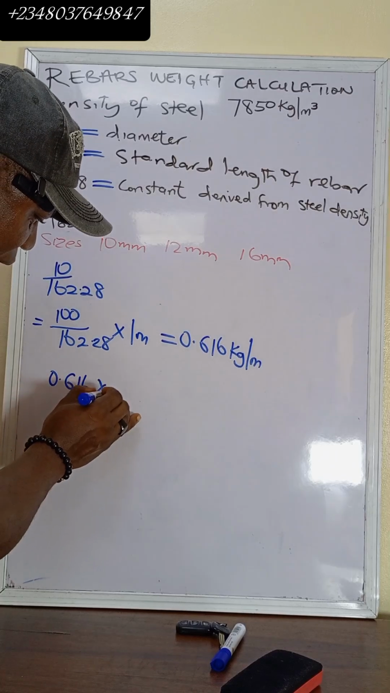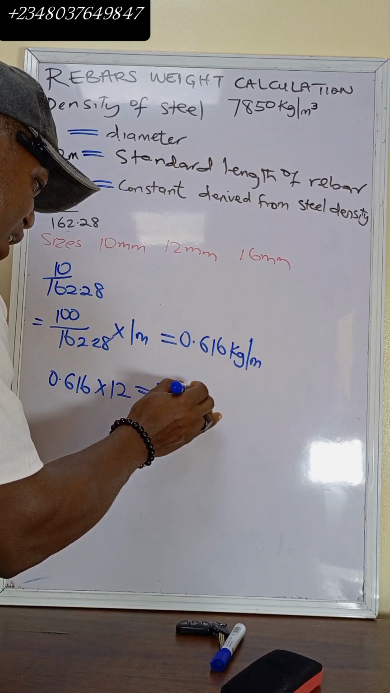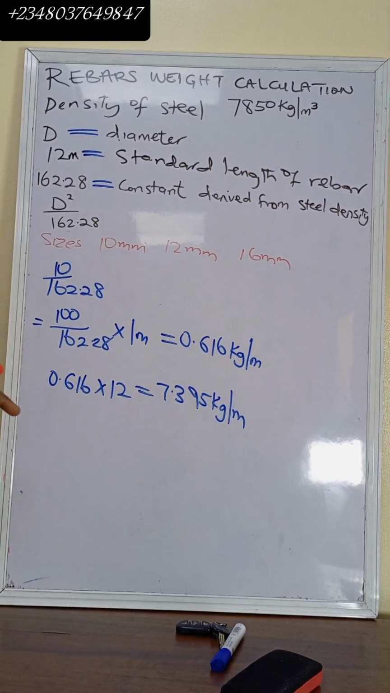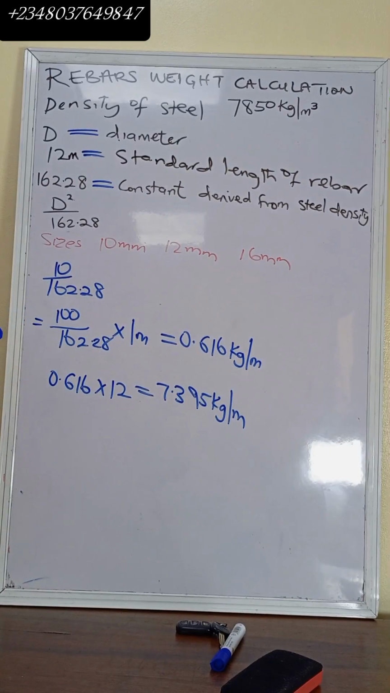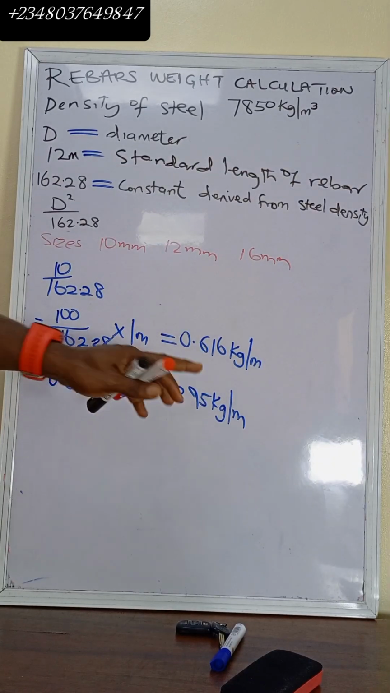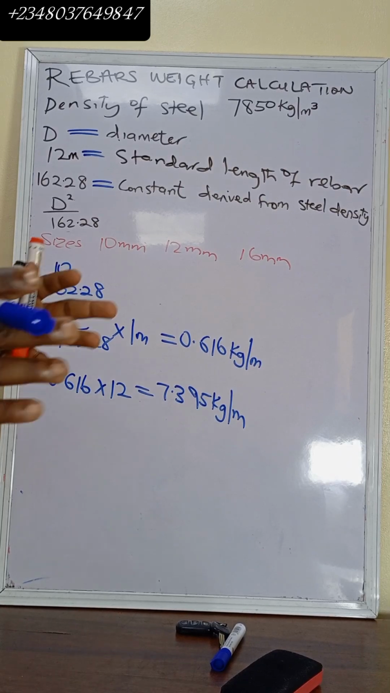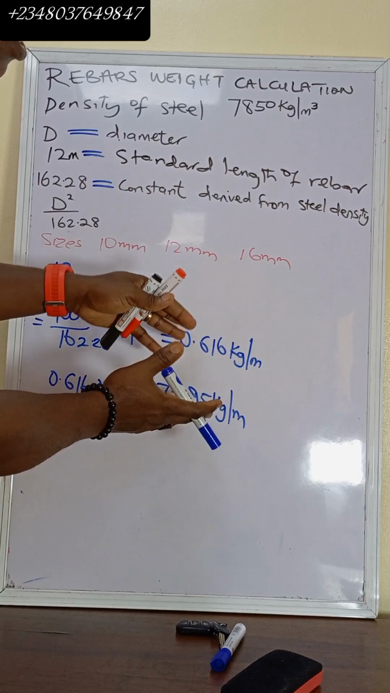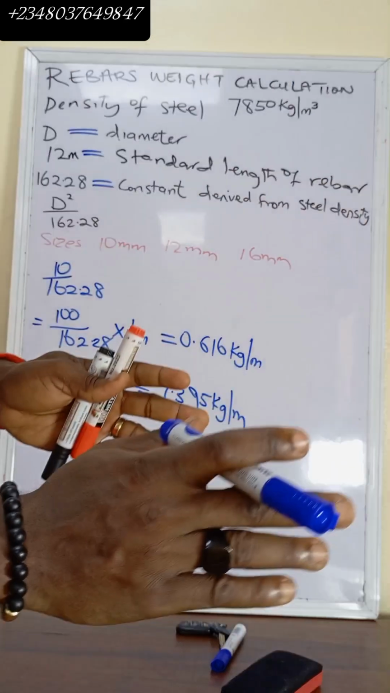0.616 multiplied by 12. So this will give us 7.395 kg per meter. So for 10 mm, the weight of one standard length of reinforcement is 7.395 kg per meter. That is the length. Now we are going to do a calculation on how many of this length we have in 1 ton or 1,000 kilogram.